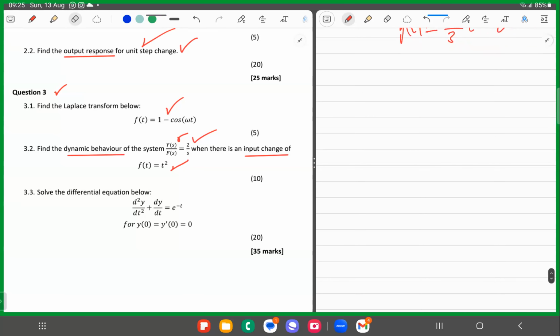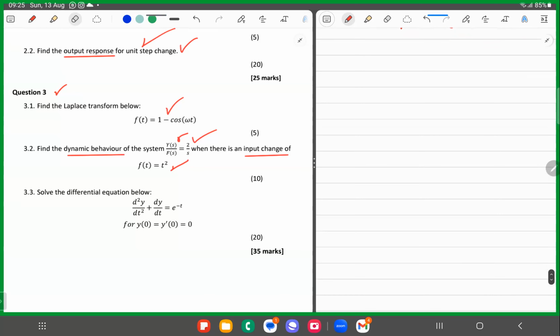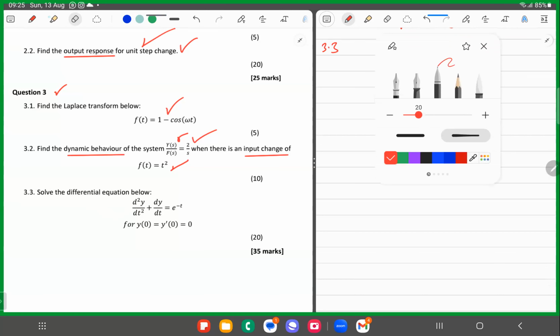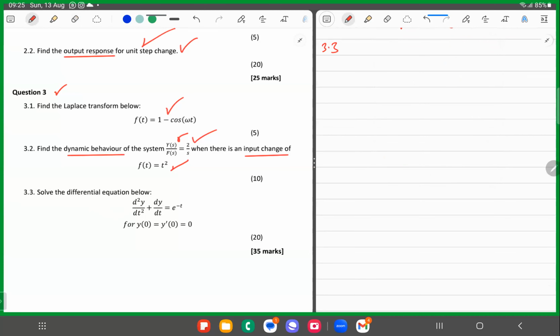The next one is differential equations. How do we do differential equations and other related notions? Solve the differential equation, this one. Right, so we have the differential equation, d squared y dt squared plus dy dt, and this is e to the minus t. This differential equation is given for y of 0 equals y prime of 0 equals 0.